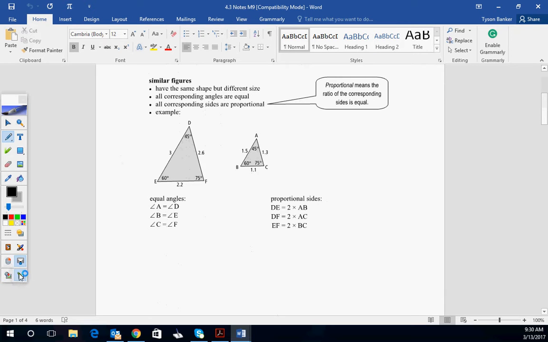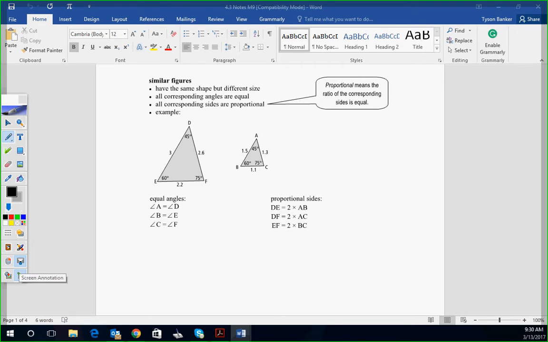Next definition, similar figures. Similar figures have the same shape but different size. So in order to have the same shape, they have to have the same what? Angles, exactly. You can't have different angles to have the same shape. Makes sense, right? A square, they all have to be 90s. So all corresponding angles are equal. That's what I just said. They have to have the same angles.